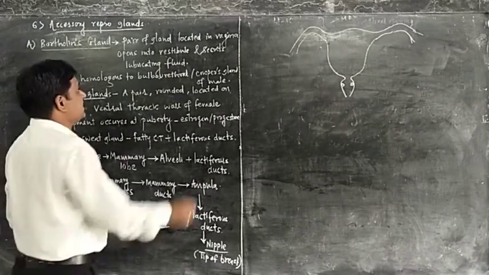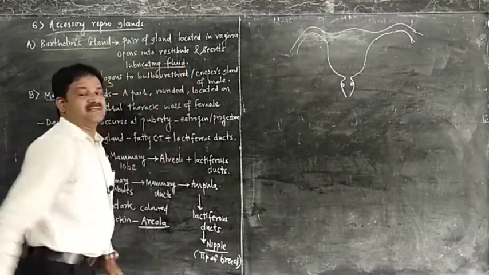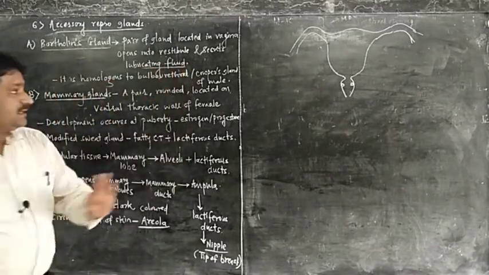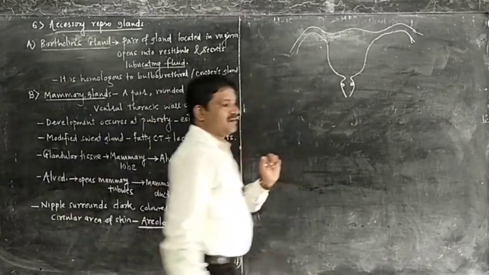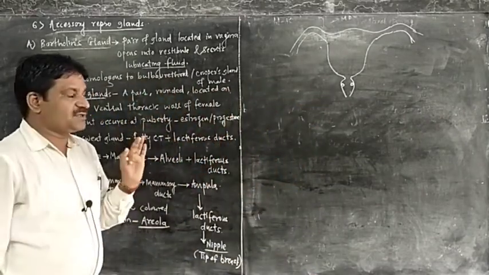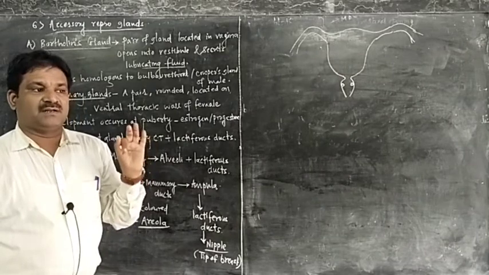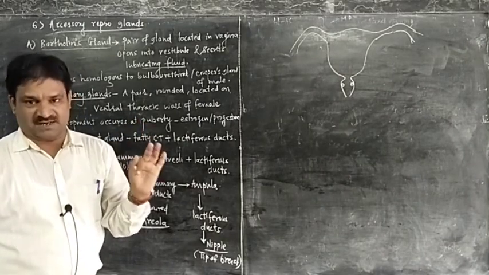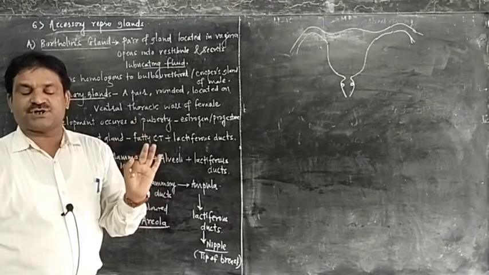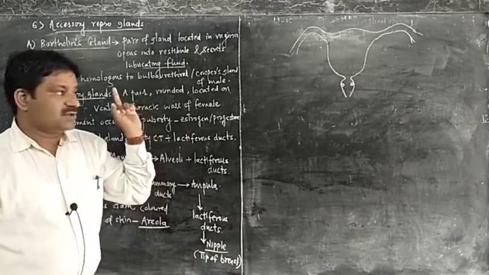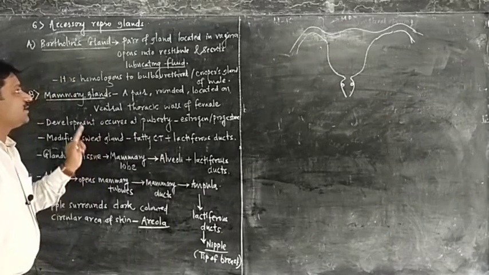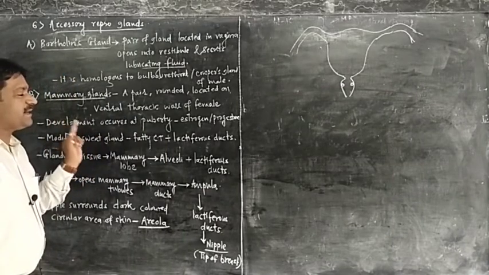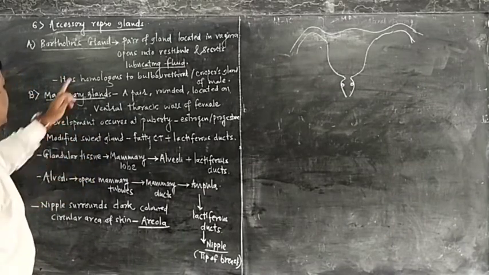This gland secretes a lubricating fluid, a lubricant. Why is there a need of lubricant? Because during sexual intercourse, there should be easy penetration of the penis into the vagina. For the easy penetration, this gland secretes a special lubricating fluid.